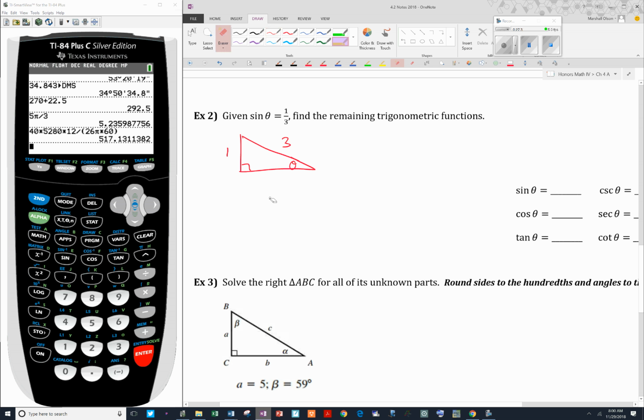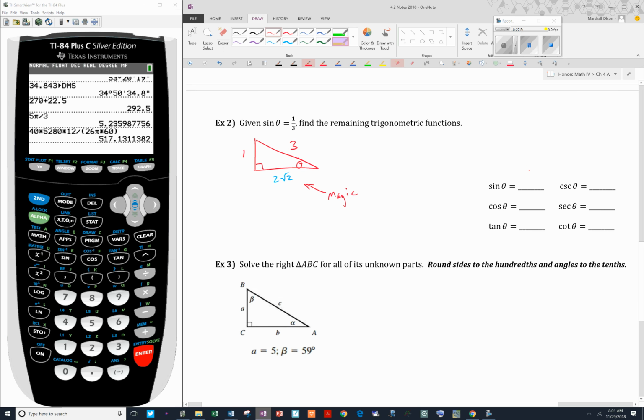So that other side is going to be, with a little bit of math, you're going to take 9 minus 1 and take the square root, right? Square root of 8 is 2 square root of 2. So that just came from the Pythagorean theorem.